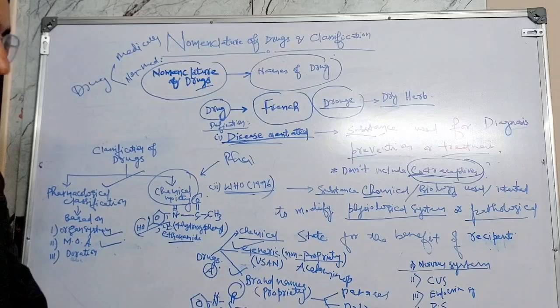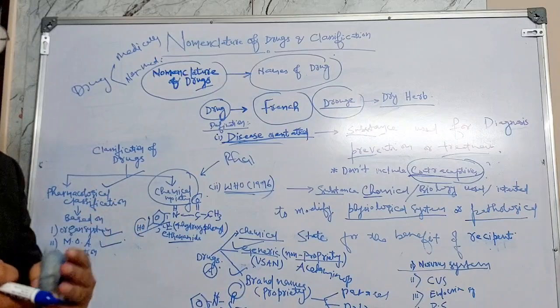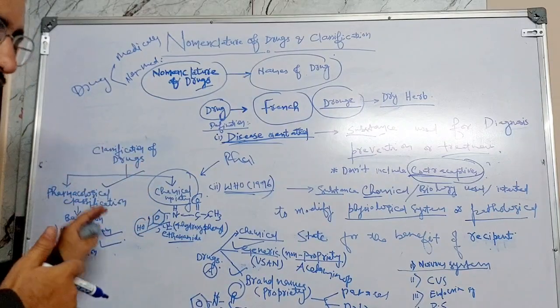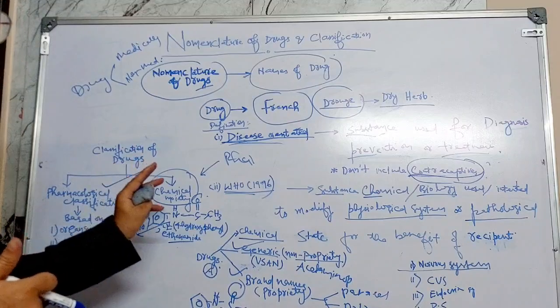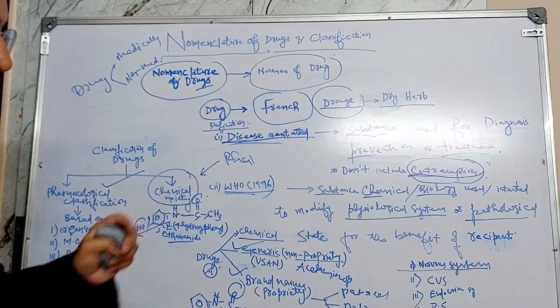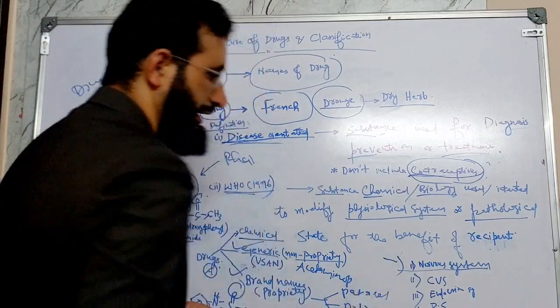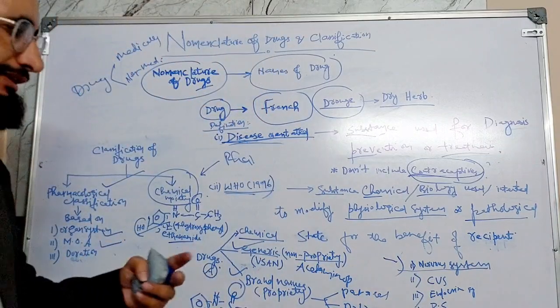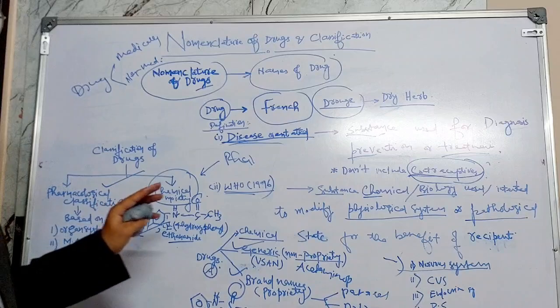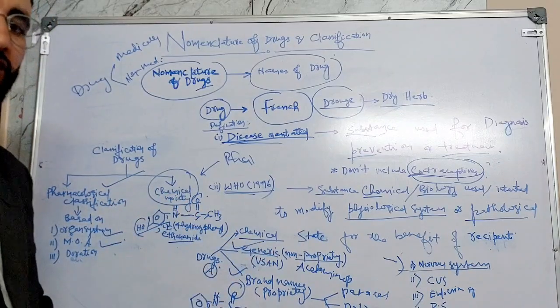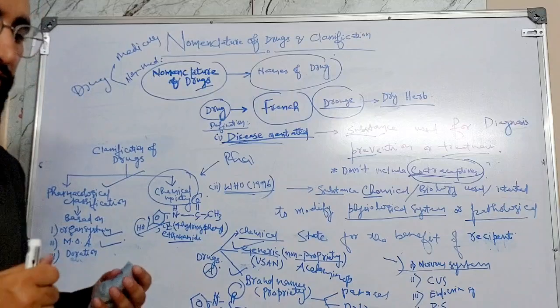Next, I'm going to make a playlist in which I will explain the classification of drugs, and I will explain both: the pharmacological classification as well as the chemical classification. So in the next class we will see the drugs which act on the nervous system, and I told you that I will explain pharmacological classification as well as chemical classification.